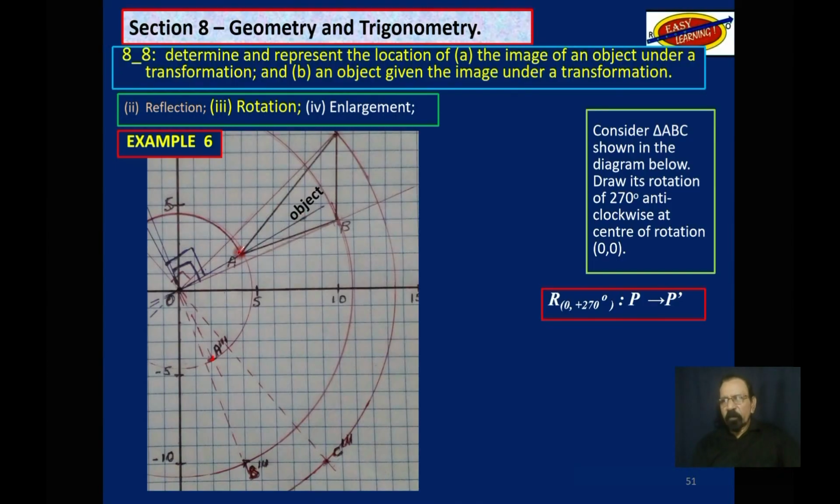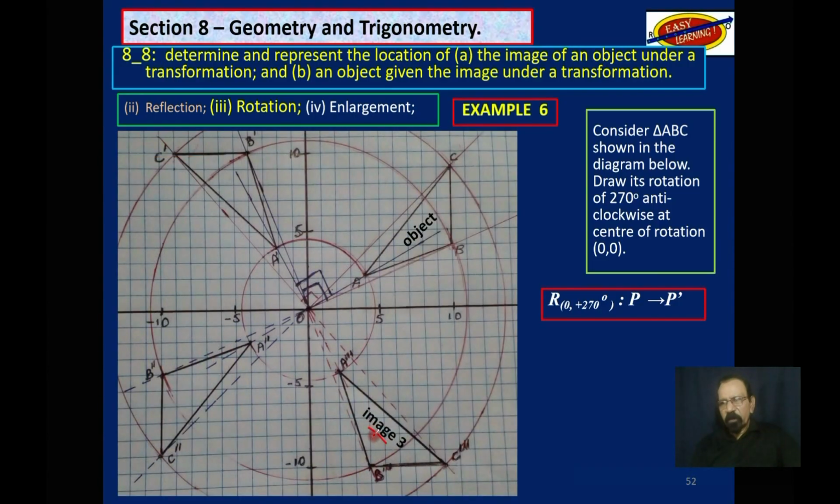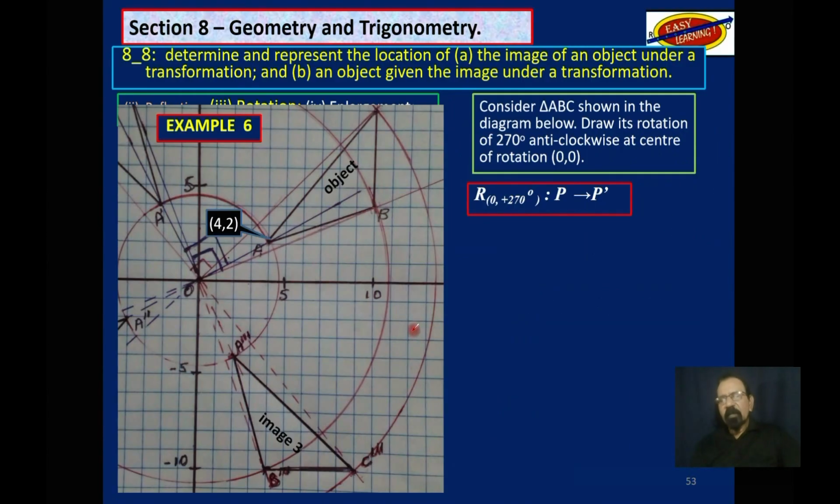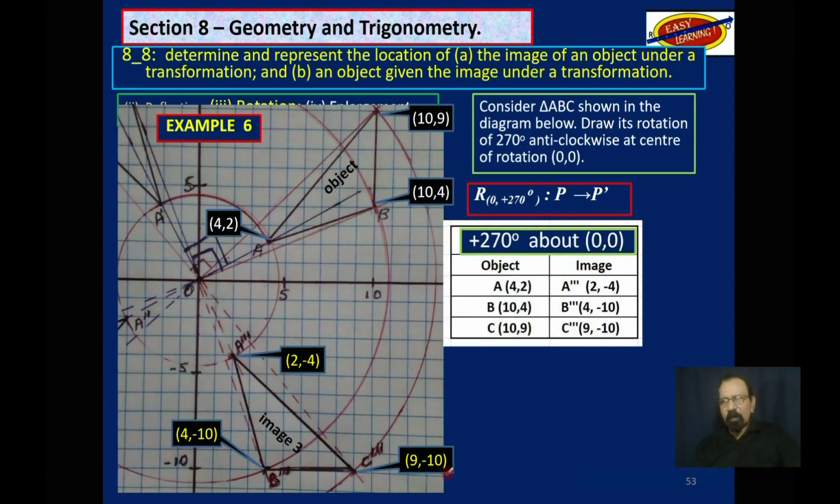and so on. Of course, what you are seeing here is a clockwise of 90, which is the same as an anti-clockwise of 270. And you draw in image 3 by connecting A triple prime to B triple prime to C triple prime, and you've got this image. Can we calculate it? Yes. 4, 2 becomes 2, negative 4. 10, 4 for B becomes 4, negative 10. And 10, 9 becomes 9, negative 10.